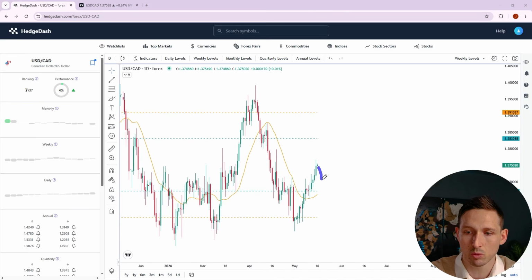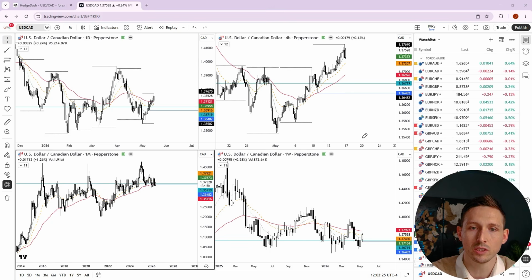So any pullback towards the 1.36719 is where I'm going to be looking for a pullback into the moving average, this dip and flip setup. Again, in the strategy guide. And if you look at this on the multi-charts, what I like about this as well is we have a really nice key area of support just here.